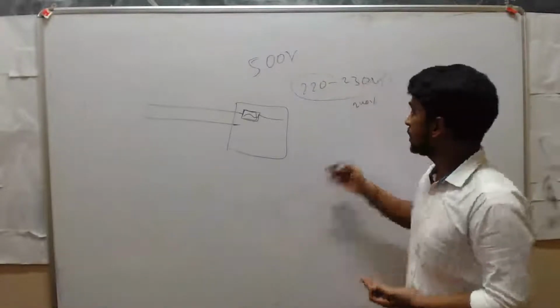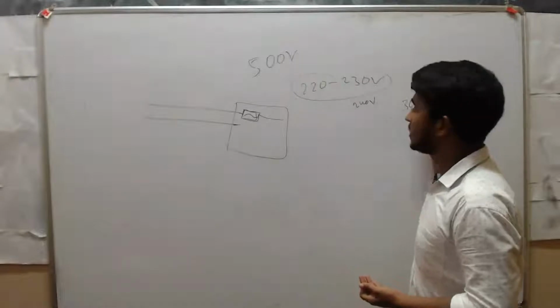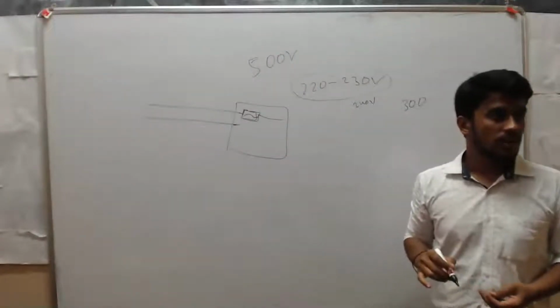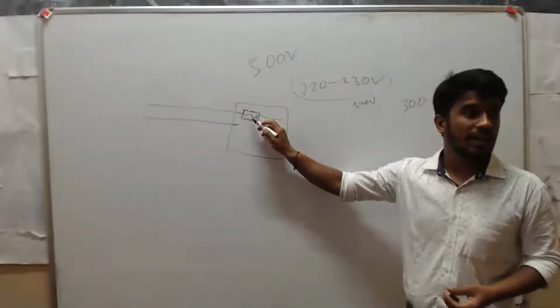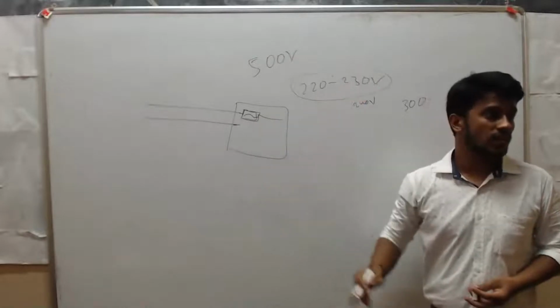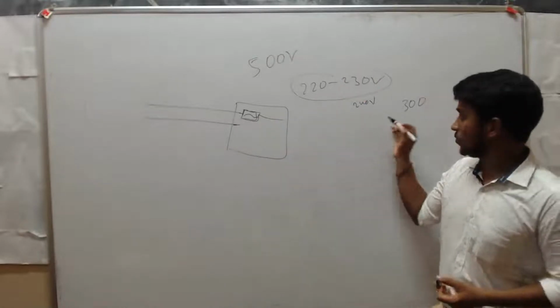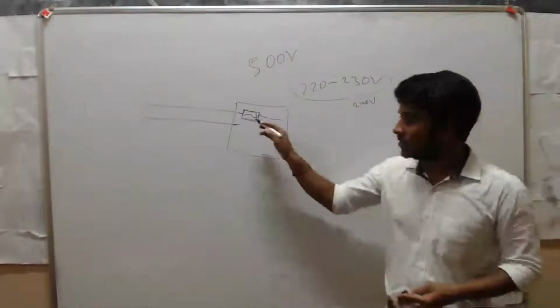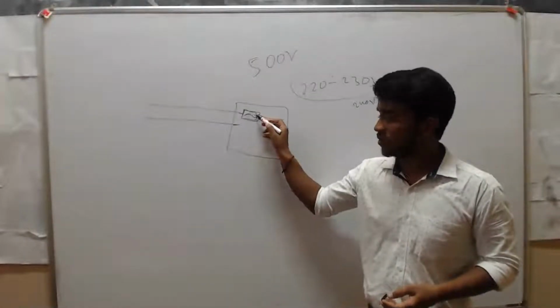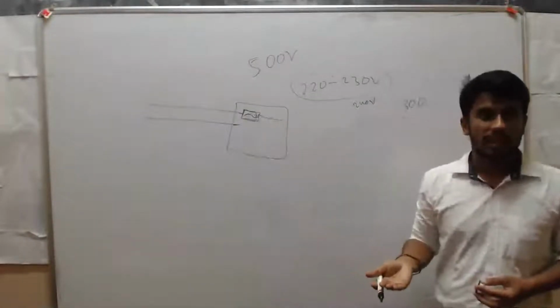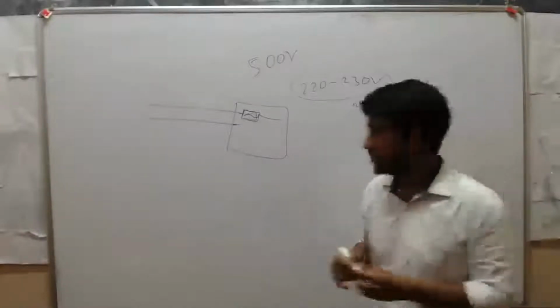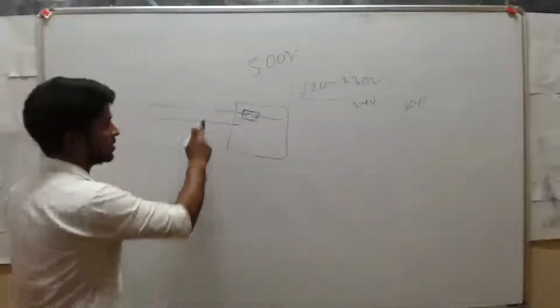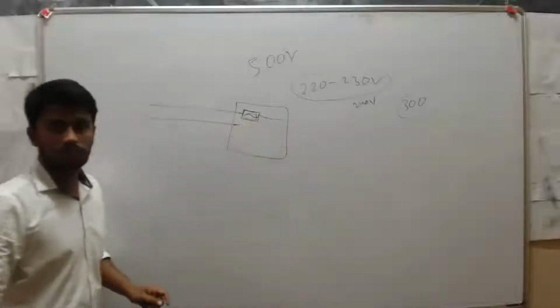Suppose the voltage is 300. At that time, what will happen? It will melt and break the circuit. Clear? If you pass excess voltage, this fuse wire melts and breaks the circuit, which means there is no connection between the main line and your home.